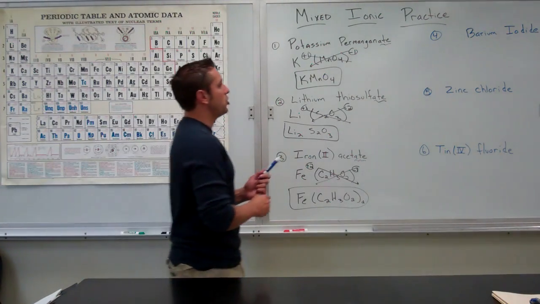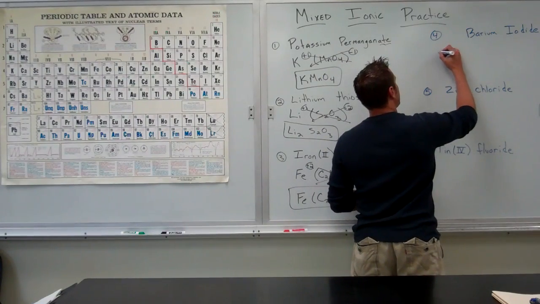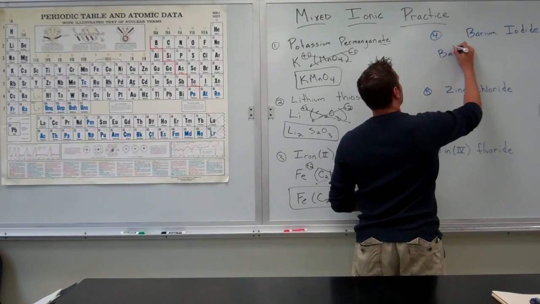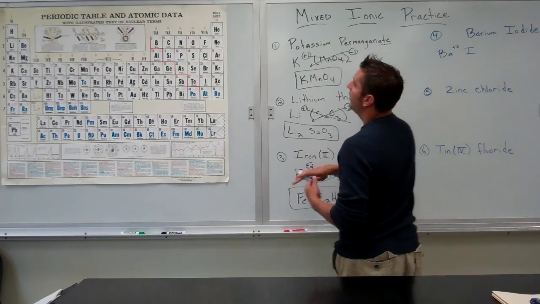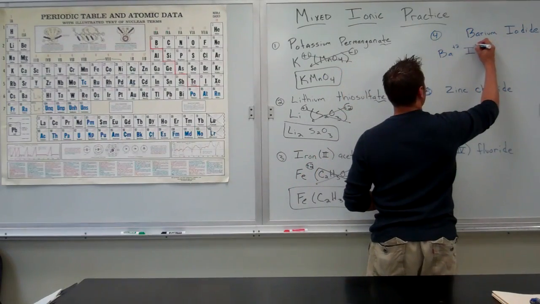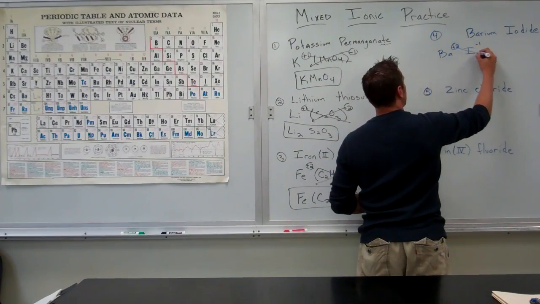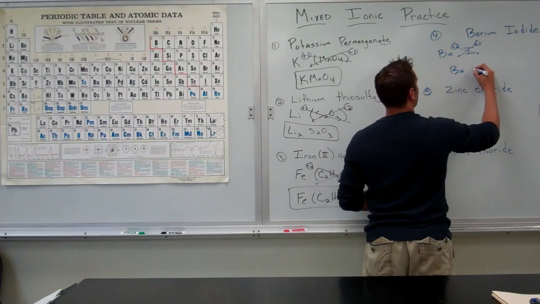So we do symbols and charges and cross, because we have a metal with a nonmetal. So barium is Ba plus 2. Iodine is I, and it's in group 17. And remember, group 17 gets a -1 charge. So we cross and reduce, and you get BaI2.